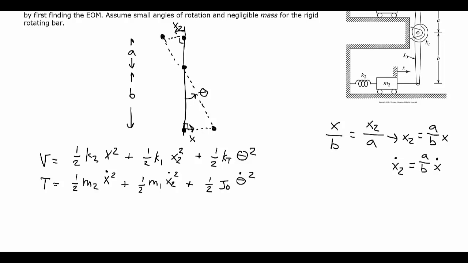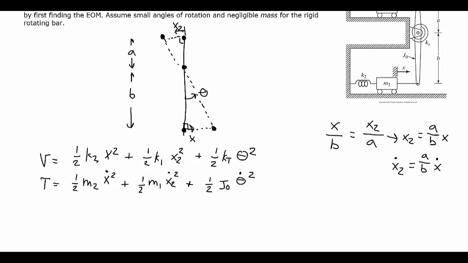Now, in a more complicated problem, it is possible that a is a function of time and/or b is a function of time, and I would have to use product rule or quotient rule or both. But in this case, they're both constant with time. So when I differentiate both sides, it just stays out in front. And I need that for my T equation.